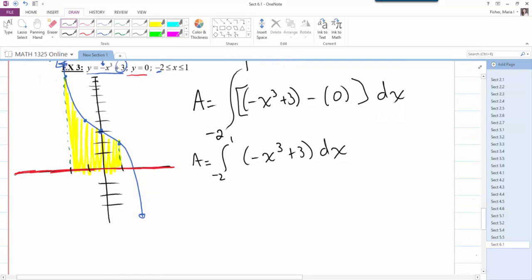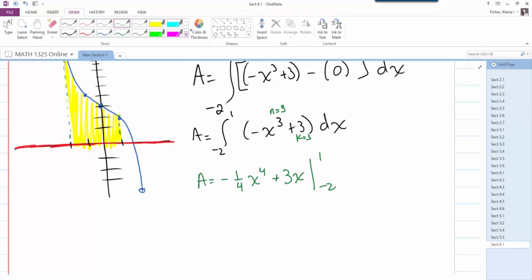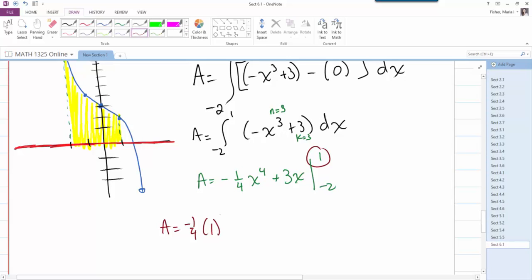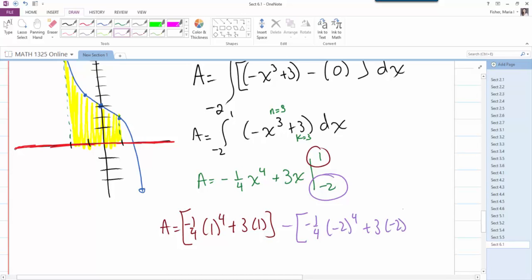So the negative is a constant multiplier. We know it multiplies along, and here n is equal to 3. So my area is going to equal negative 1 over 4 x to the 4th plus my constant here is equal to 3, so 3x, evaluated from negative 2 to 1. Plug in my upper limit of integration. So a is equal to negative 1/4 times 1 to the 4th plus 3 times 1. And that gets subtracted from, plug in your lower limit of integration, negative 1/4 times negative 2 to the 4th plus 3 times negative 2.